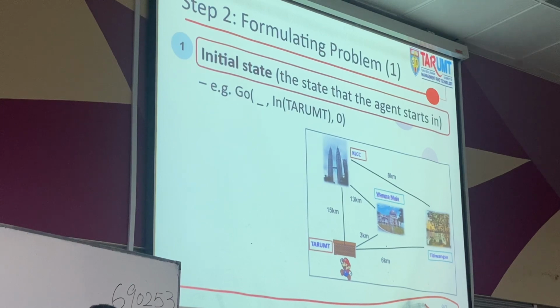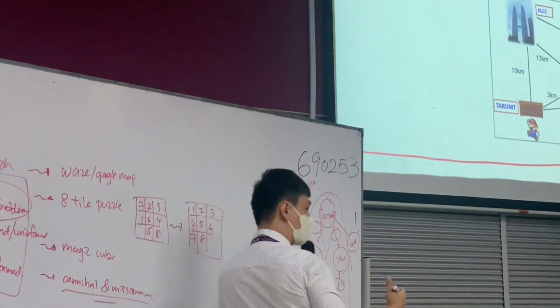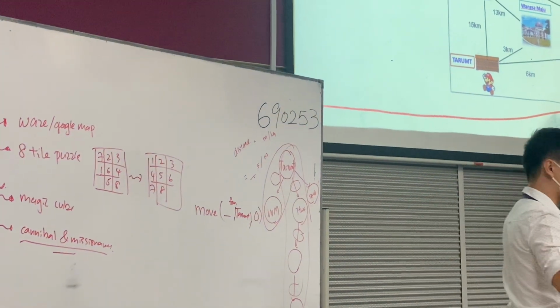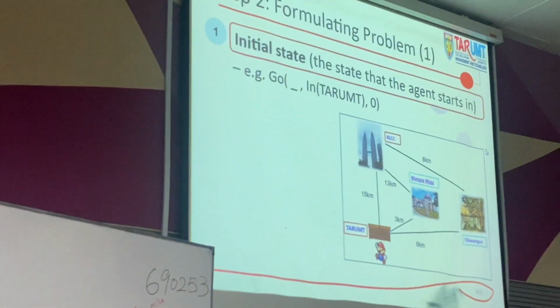You can write from also. It's just a way to represent your knowledge, it doesn't matter. So this shows the initial state. It's Thai UMT, very good.